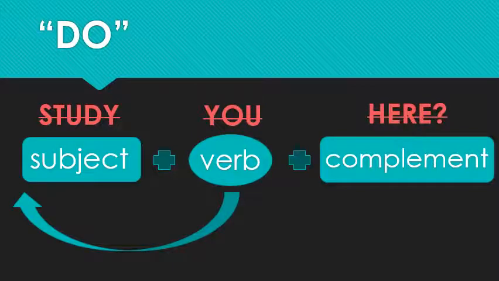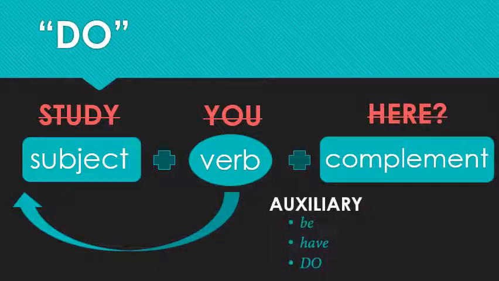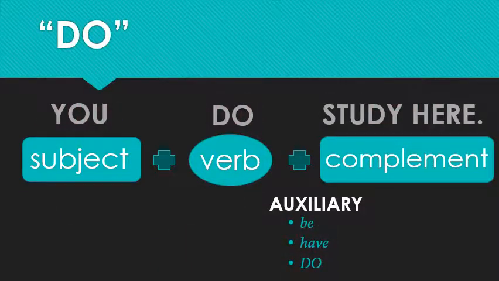Why does it work for the auxiliaries and it doesn't work for the regular verbs? What are you supposed to do with the regular verbs? Well, we actually have to go back to those auxiliaries. Remember, do is a helping verb. And so the sentence that English speakers actually want, for whatever reason, is "You do study here."